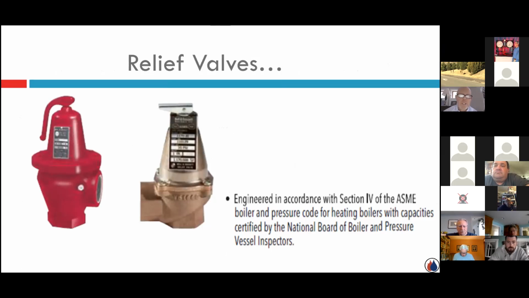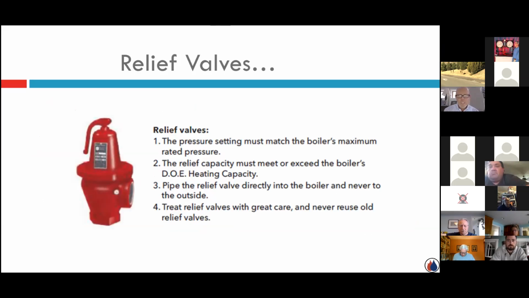One last thing to touch on, relief valves, very, very important. They are engineered according to ASME boiler and pressure codes. They're one of the most important things that we hope never activate, but they have to be there. So they have 2 ratings, or 2 measuring points. One is the pressure. Whatever that heat exchanger or boiler's maximum pressure is, I have to be able to relieve that. I have to unload it at that certain pressure, so my diaphragm is calibrated to that.